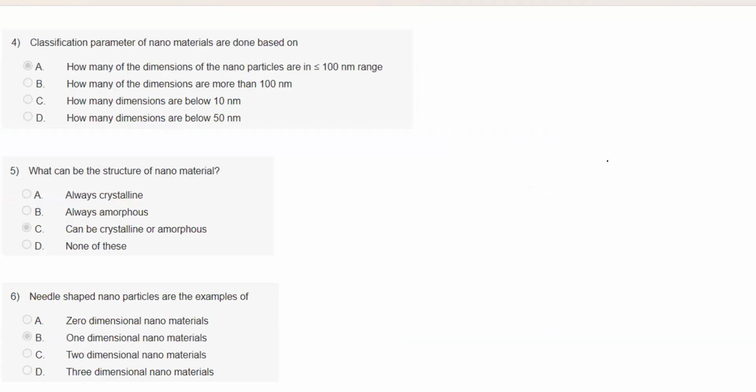Classification parameter of nanomaterials is done based on dimensions. So you have 0D, 1D, 2D, and 3D. Classification is done based on how many dimensions are bigger than 100 nanometers. So for 0D, you have zero dimensions more than 100 nanometers. It's a dot.